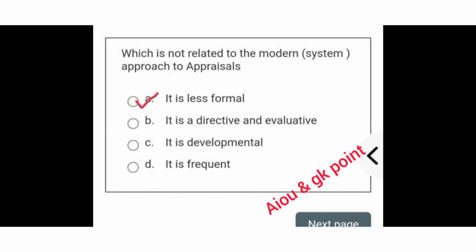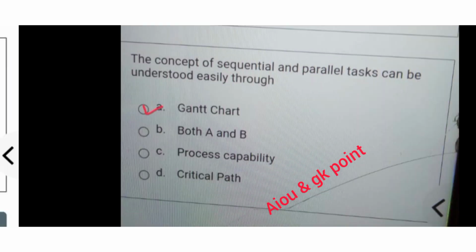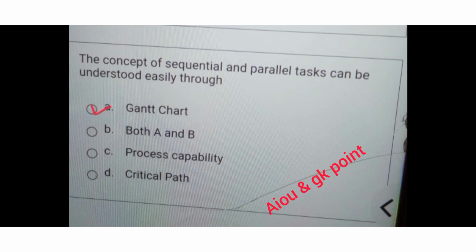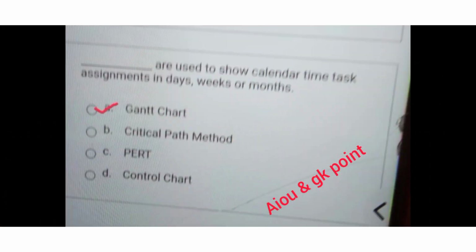Which is not related to the modern system approach to appraisal. Correct option A, it is less formal. The concept of sequential and parallel tasks can be understood easily through Gantt chart. Dash are used to show calendar, time, task, assignment in day, week or month. Gantt chart.